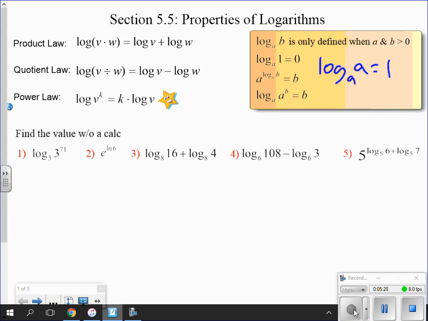Okay. Now, finding the values of logarithms without a calculator. The first one's actually really easy because I just look at one of the rules I was talking about. Log base 3 of 3 to the 71st power. That's just 71. When these two are the same, it's just the exponent. Okay. And the natural log is log base what? e. So the base of my exponent and the base of my logarithm are the same. Same thing that we just had there. So my answer would be 6.